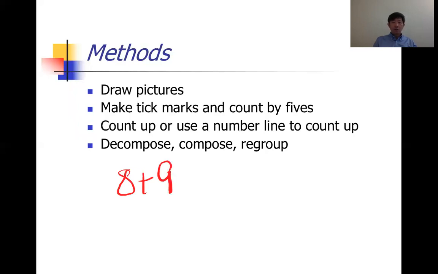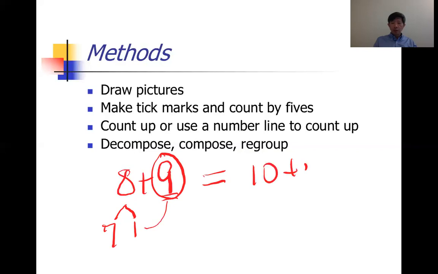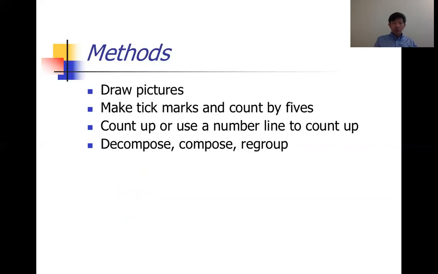Now we can decompose because this is a 9, right? This is a 9. So we can decompose 8 into 7 and 1. Why do we decompose into 7 and 1? Because this is a 9, so I know 9 plus 1 is equal to 10, right? Therefore, we have 10 plus 7, which is equal to 17, right? We decompose 8, right?